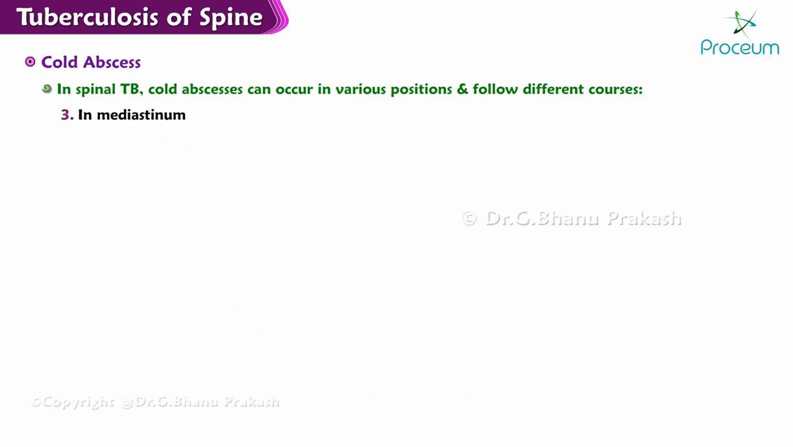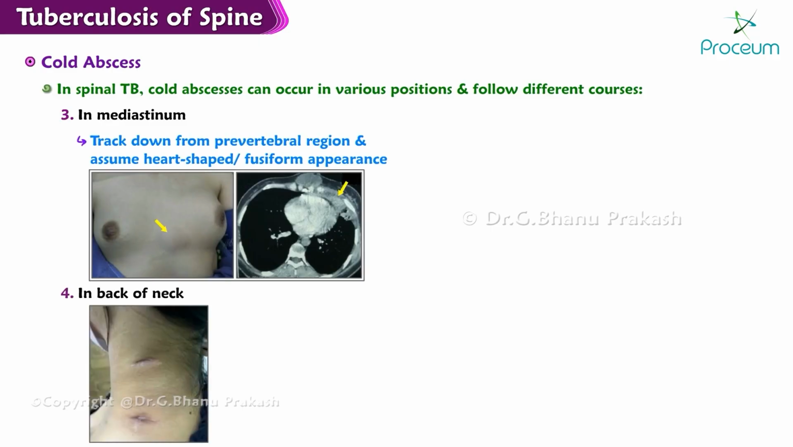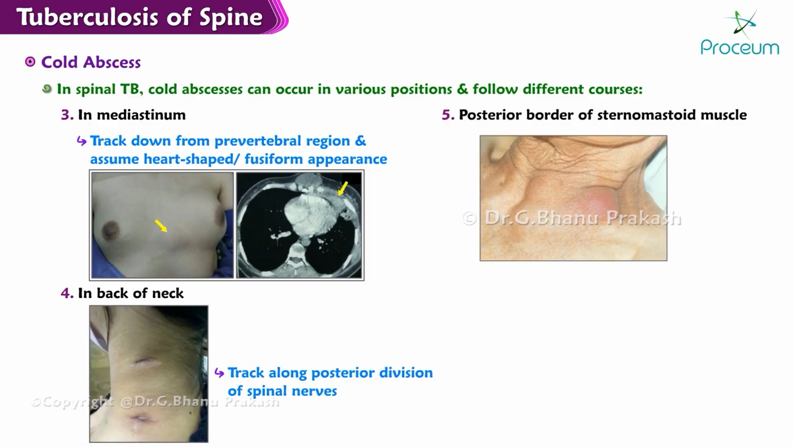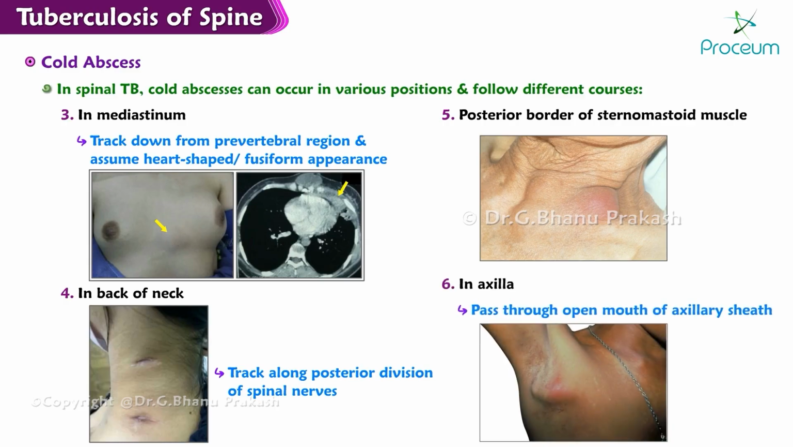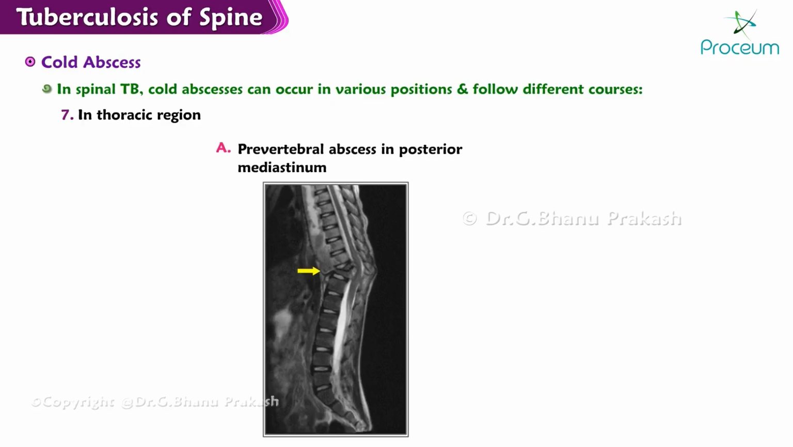In the mediastinum, cold abscesses can track down from the prevertebral region and assume a heart-shaped or fusiform appearance. In the back of the neck, cold abscesses can track along the posterior division of the spinal nerves. At the posterior border of the sternocleidomastoid muscle, cold abscesses can track laterally in this region. In the axilla, cold abscesses can pass through the open mouth of the axillary sheath. In the thoracic region, A.